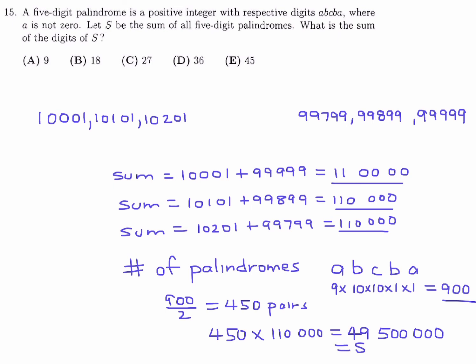They want you to now find the sum of the digits of S. Okay, the sum of the digits of S is not a problem. 4 plus 9 plus 5. And the zeros don't contribute to the sum, and that is 18. So number 15, the answer is B.